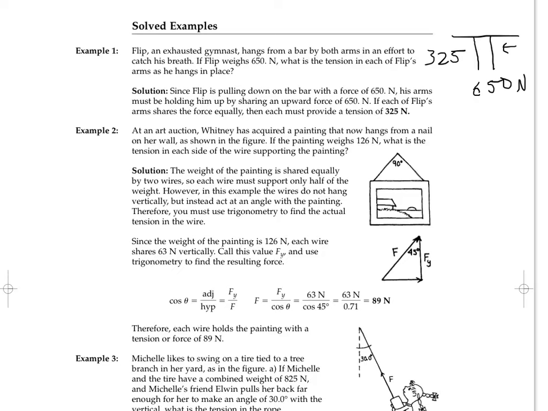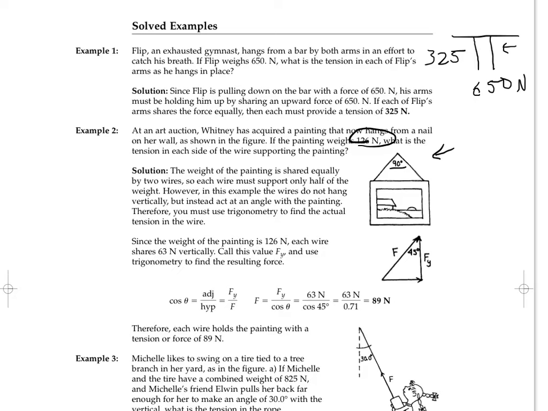But now let's start talking about things at angles. So let's take a look at this. We've got this painting hanging on the wall that weighs 126 newtons, and it's supported by a wire, just like you would normally hang up a painting. They're saying the angle between the wires is 90 degrees, and we want to know what is the tension, or the force, in each wire.